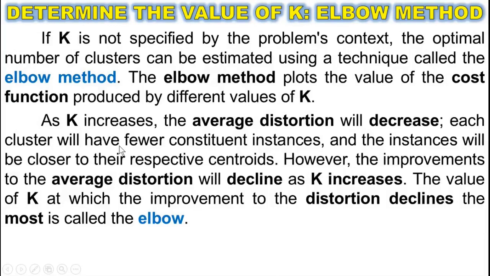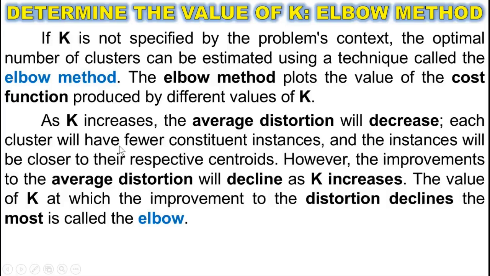Determine the value of k using the elbow method. If k is not specified by the problem's context, the optimal number of clusters can be estimated using a technique called the elbow method. The elbow method plots the value of the cost function produced by different values of k. As k increases, the average distortion will decrease. Each cluster will have fewer constituent instances, and the instances will be closer to their respective centroids.